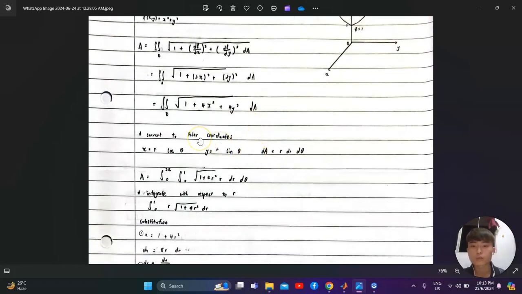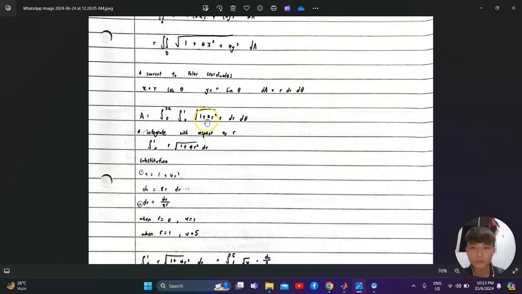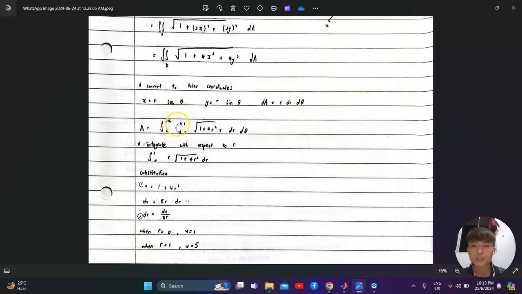So now we need to convert to polar coordinates. By using the formula, x is equal to r cos theta and y is equal to r sin theta, and also dA will become r dr d theta. So now we just put it inside the formula, and the first integral is 0 to 2 pi, and the second integral is 0 to 1, and using the surface area formula, it will become the square root of 1 plus 4 r power of 2 and also r dr d theta. This is because we assume dA is r dr d theta.